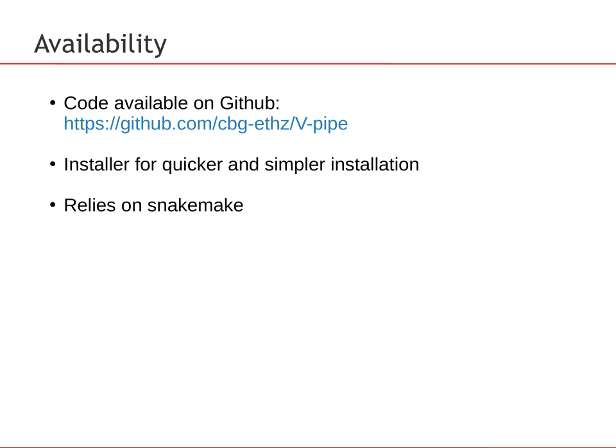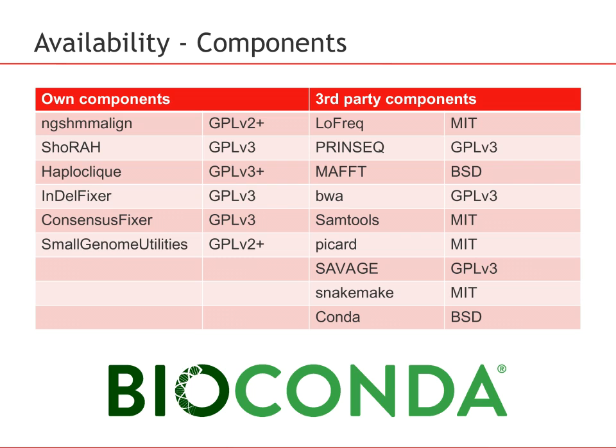The code of V-Pipe is available on GitHub. It now features a new installer for quick and simple installation, and the pipeline relies on Snakemake. Snakemake will help install the components of the pipeline, both our own components, which were developed here at the CBG at ETH, and the third-party components that we're using. All are available under open source licenses and are available as packages on the Bioconda repository.